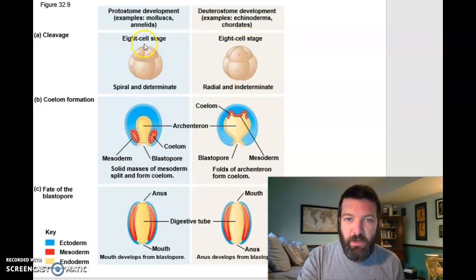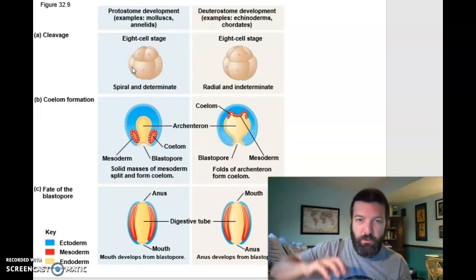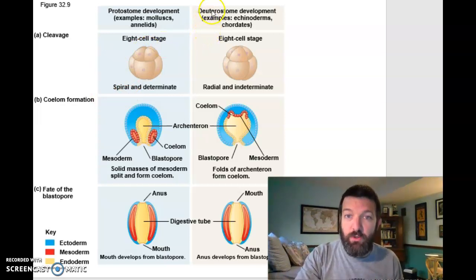You could draw a line down here and you're going in the same direction. Whereas for spiral, you draw a line down between the two cells on top, and you have to scooch over to see where the line is between the two cells in the bottom, right? It's almost like you turned a Rubik's Cube into a spiral, hence spiral cleavage. So deuterostomes have radial cleavage, protostomes have spiral cleavage. Deuterostomes also have indeterminate cleavage, whereas protostomes have determinate cleavage.